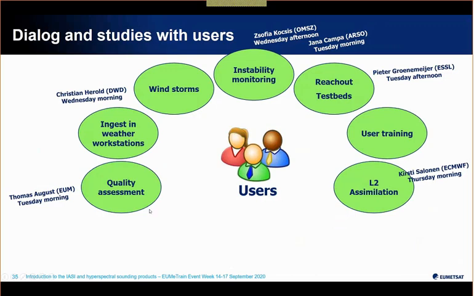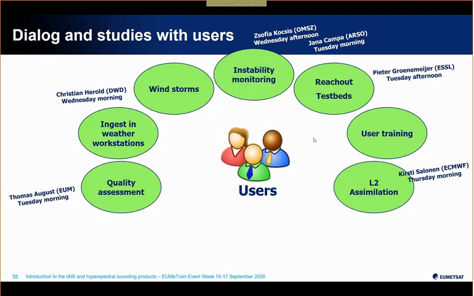So in this event week, you will hear about quality performance assessment. This will be me again tomorrow morning. Some centers are already ingesting this data in their weather workstations to try and learn and study. You will hear about applications in windstorms by Christian Herold on Wednesday morning, and about instability monitoring by Zofia and Yana Champa on Wednesday afternoon. On Tuesday morning, how we try to reach out to the users and explain to a wider audience what they are, to raise awareness about these products, is something Peter Gronemeyer from the European Severe Storms Laboratory will present on Tuesday afternoon.